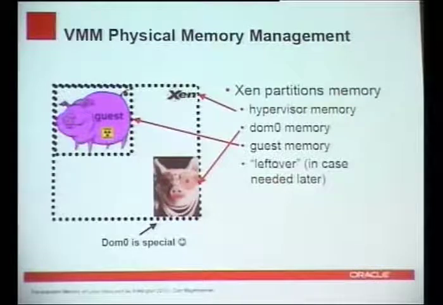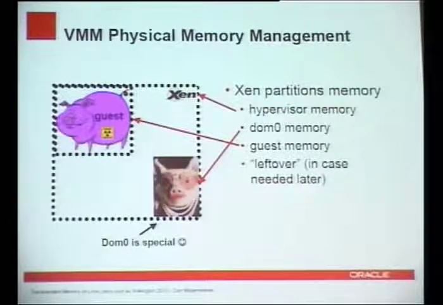it has to reserve some memory for something. It's a service domain, which is called domain zero in Xen land. And that's an operating system, so it's a pig. It's a very special pig, but it's still a pig. And we can start up a guest. And when it's started, a fixed amount of physical memory is allocated for that guest. Xen partitions memory between guests to provide isolation, and it gives it a fixed amount.